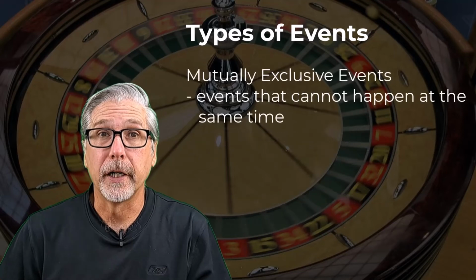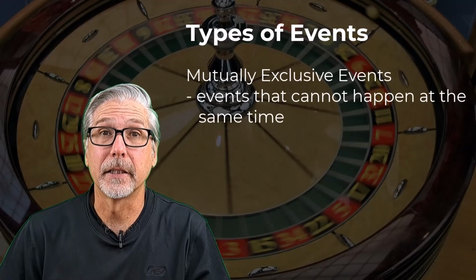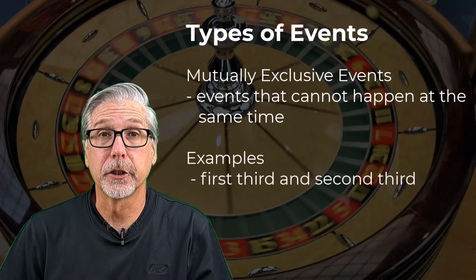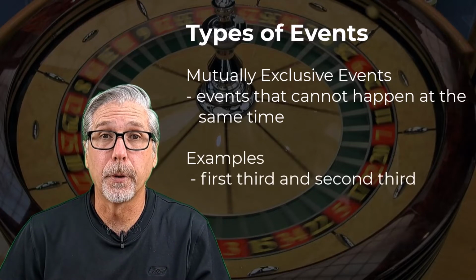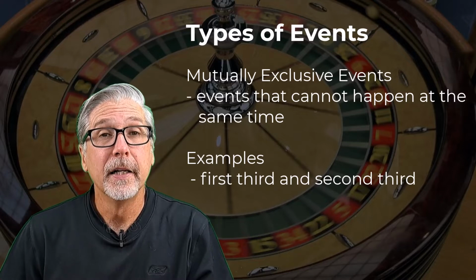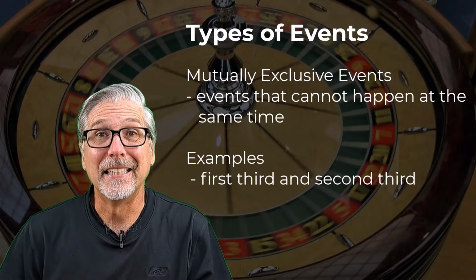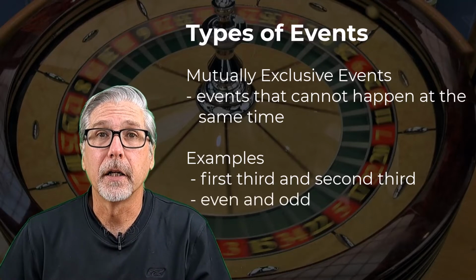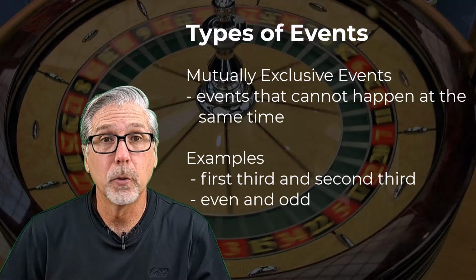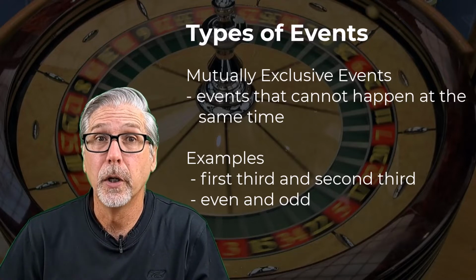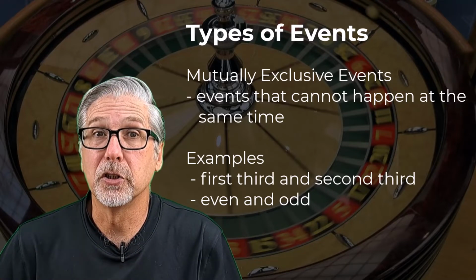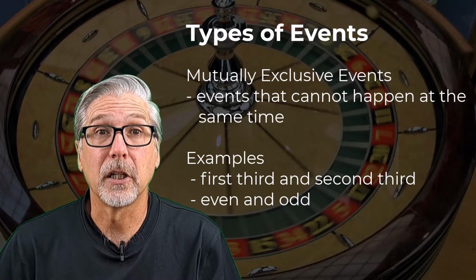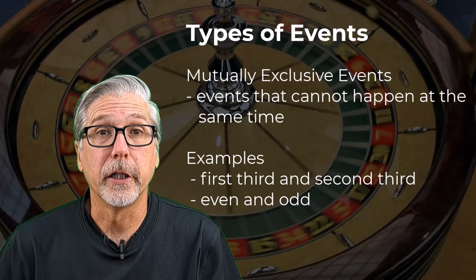Mutually exclusive events are events that cannot happen at the same time. First third and second third are mutually exclusive events. We cannot observe a sample point, or an outcome on the roulette wheel, that's both in the first third and in the second third at the same time. Same with even and odd. An outcome is either even or odd, or maybe neither if it's a 0 or 00, but it cannot be both. Since there's no intersection between these two events, in other words, they cannot happen at the same time, we say they are mutually exclusive.